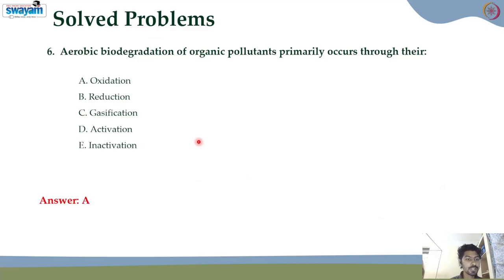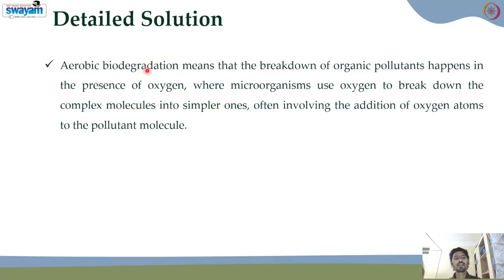Correct answer is option A, oxidation. Why is it so? Aerobic biodegradation means breaking down the organic pollutant in the presence of oxygen. The microorganism will use the oxygen as an electron acceptor and oxidizes the organic pollutant into simpler ones, often involving addition of oxygen atom to the pollutant. So they are trying to oxidize the organic pollutant.